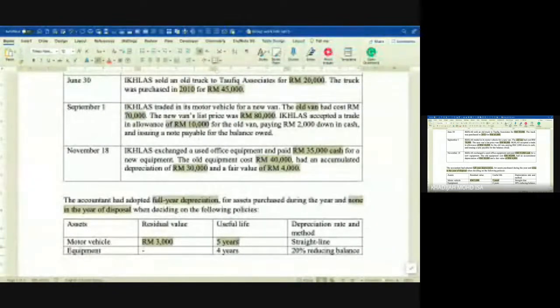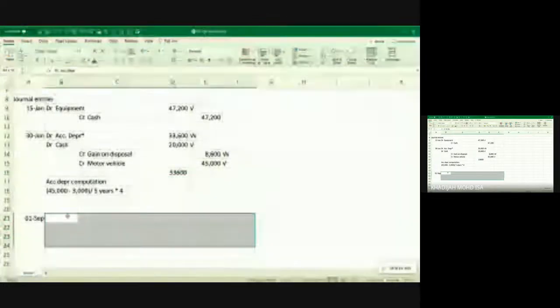So now you know that the old van, you are going to credit 70,000. Accumulated depreciation debit 53,600. And then do you receive any cash? You receive no cash, but you have a trade-in allowance. So trade-in allowance, you are going to debit 10,000. And you pay cash 2,000 credit, and the balance you're going to pay in a note payable. So how are you going to do this in journal entries? I believe that there are a lot of entries there.